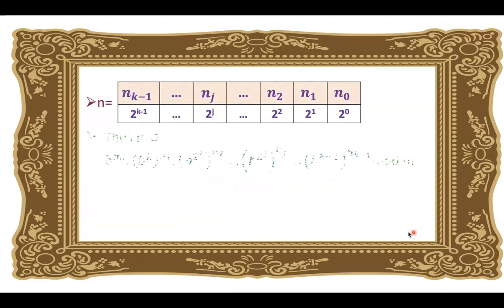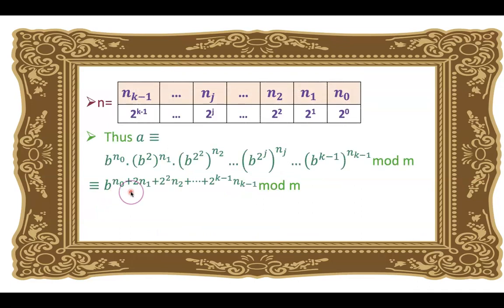So we can see that a is congruent to b raised to n0 plus 2n1 plus 2 square n2 plus etc. plus 2 raised to k minus 1 into nk minus 1 modulo m. We know that this exponent here is in fact n itself. So we have a is congruent to b raised to n modulo m as required. Thus we have obtained the least residue of b raised to n modulo m using this method.